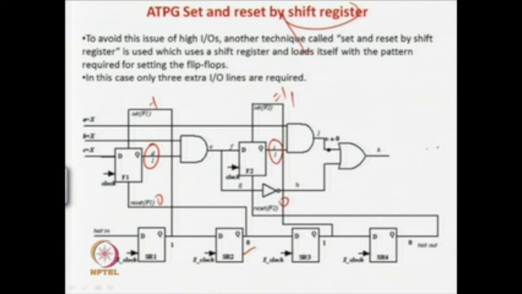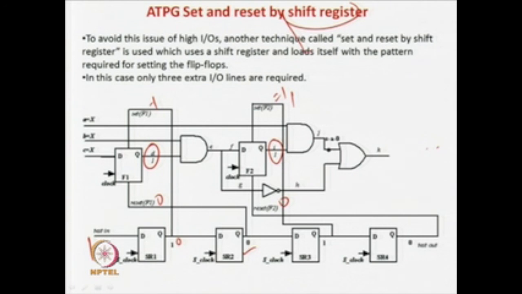So, first you apply a 0, give a clock pulse. This 0 will come over here, correct. Now, you apply a 1 over here. You have to remember that all these clocks are the same and these clocks are different. It is very important to know this is the circuit clock and this is the shift register clock. So, 2 clocks are now coming into the picture.